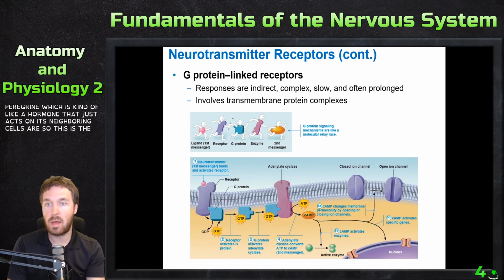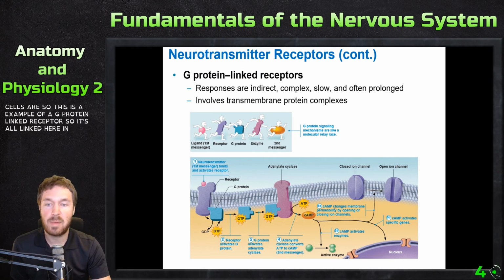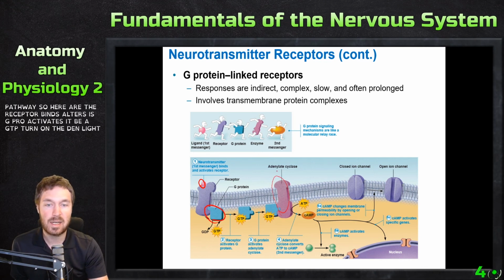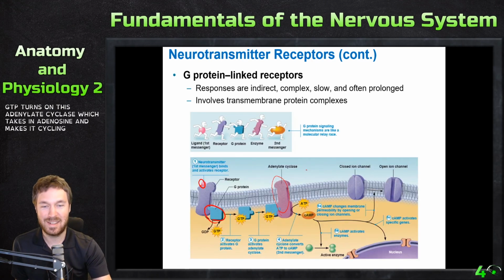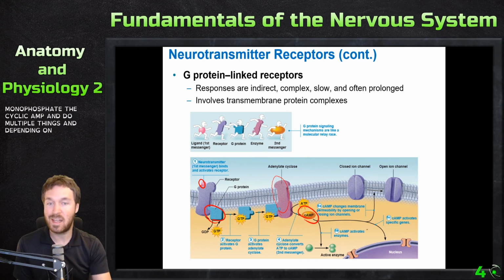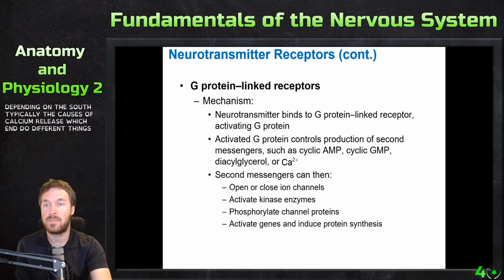So this is the example of a G protein linked receptor. So it's all linked here in this pathway. So here where the receptor binds, alters this G protein, activates it via GTP, turns on this adenylate cyclase, which takes an adenosine and makes it cyclic, which is called cyclic AMP. So A is the adenosine monophosphate. This cyclic AMP can do multiple things, depending on the cell. Typically, it causes a calcium release, which then can do different things.